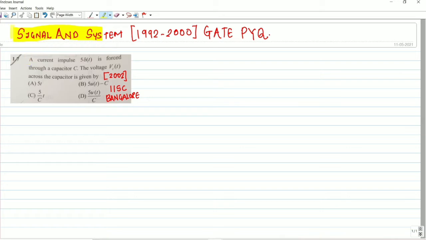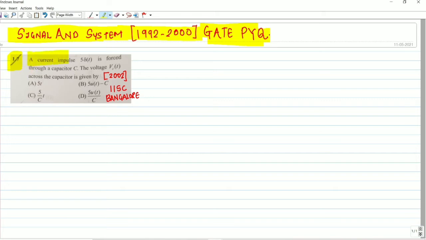This is the series of signal and system. In this series, we are going to cover GATE previous year questions from 1992 to 2000. This is question number 7. In this question, what is given?